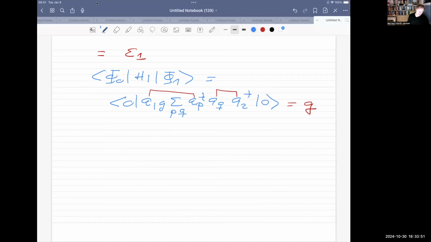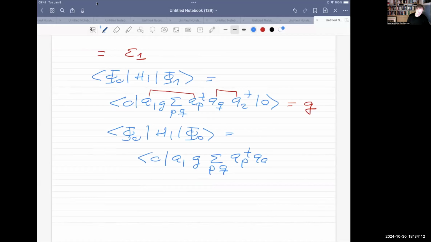I need also to look at the case where I am in the same state here. So I take the expectation value of phi 0 with H1. And if we now repeat the same algebra here, we were getting an A1. We have this constant G of P and Q of AP dagger, AQ. And then I have an A1 dagger of 0. And in this specific case, P and Q have to be the same. So what I'm going to get then is simply G again.